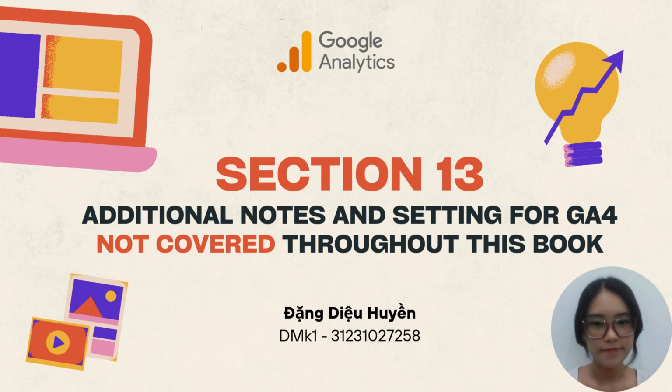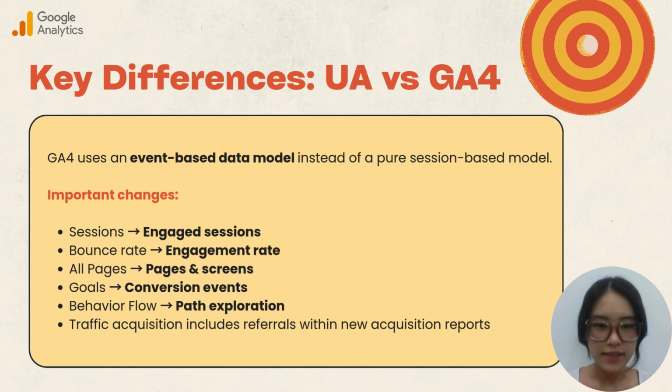So overall, what are the key differences between UA versus GA4? GA4 uses an event-based data model instead of a purely session-based one. Some important changes include sessions becoming engaged sessions, bounce rate becoming engagement rate, all pages becoming pages and screens, goals becoming conversion events, and behavior flow becoming path exploration. Traffic acquisition now includes referrals within the new acquisition reports.